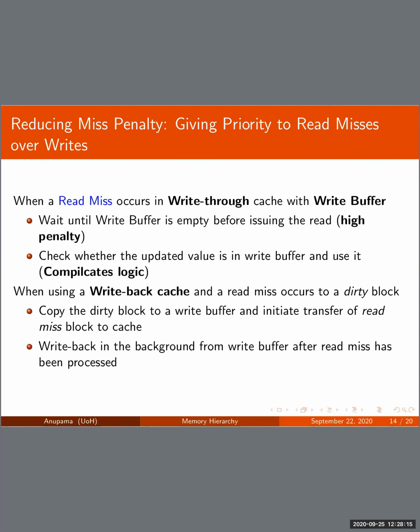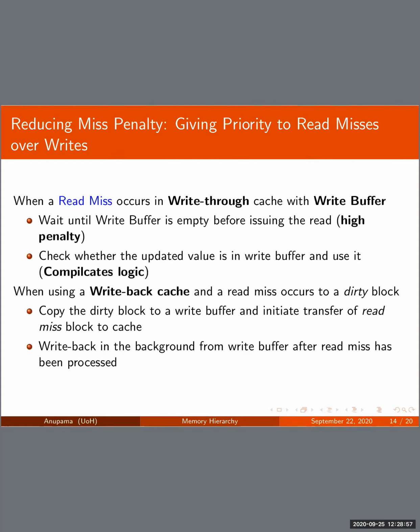If the updated value is in the write buffer, not yet in the main memory, you take the data from the write buffer and use it in the processor, even while, in the background, it writes from the write buffer to the main memory. Okay. So this is one way of reducing miss penalty. From almost double the main memory miss penalty, you are bringing it down to the miss penalty of the write buffer. So you reduce the miss penalty significantly, but at the cost of much more complicated logic.